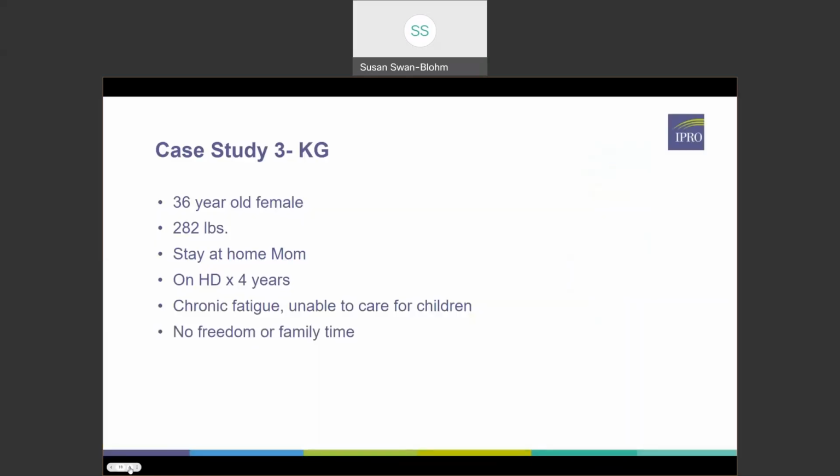Case number 3, KG, is a 36-year-old stay-at-home mom who had been on dialysis for 4 years. She had chronic fatigue, was obese, and had no ability to care for her children or freedom to pursue her interests. She lived in a remote location and wasn't aware other treatment options were available.